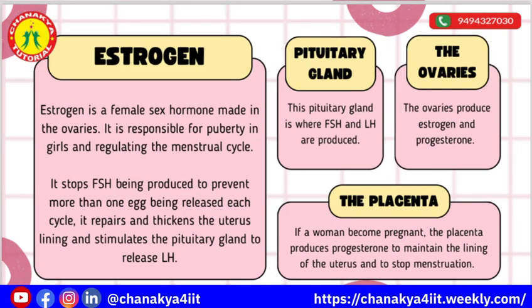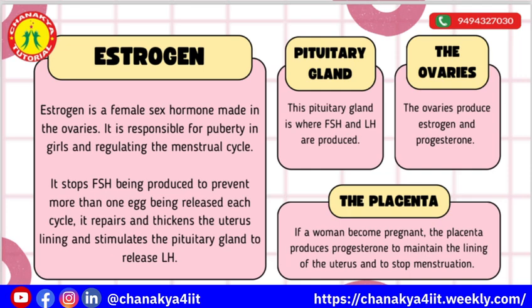Estrogen. Estrogen is a female sex hormone made in the ovaries. It is responsible for puberty in girls and regulating the menstrual cycle. It stops FSH being produced to prevent more than one egg being released each cycle. It repairs and thickens the uterus lining and stimulates the pituitary gland to release LH.